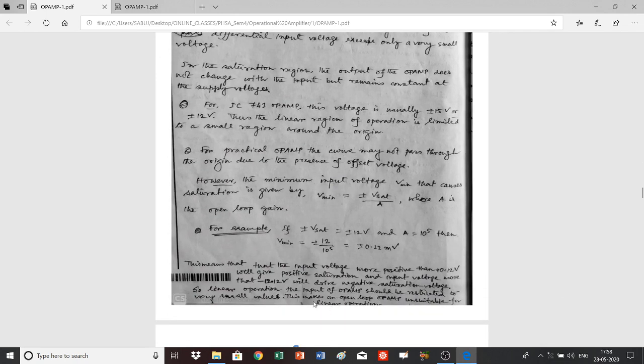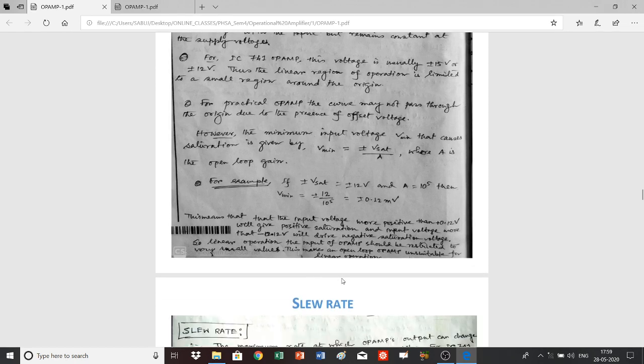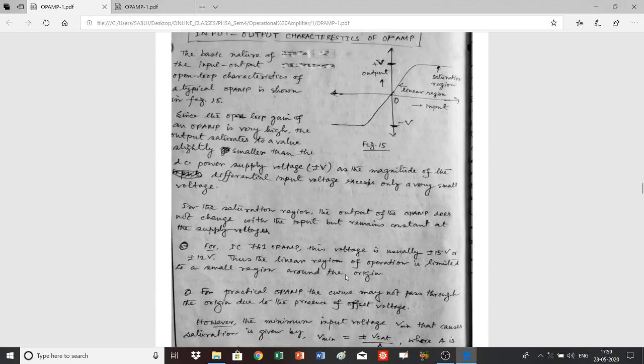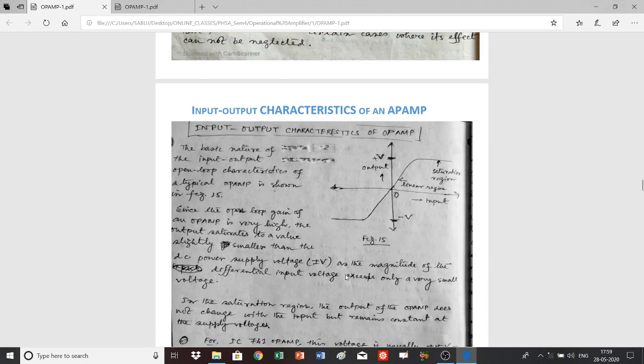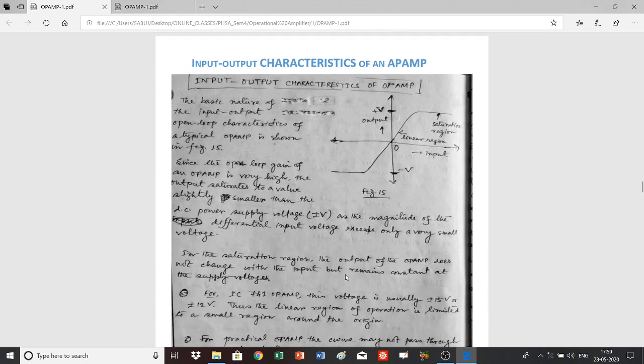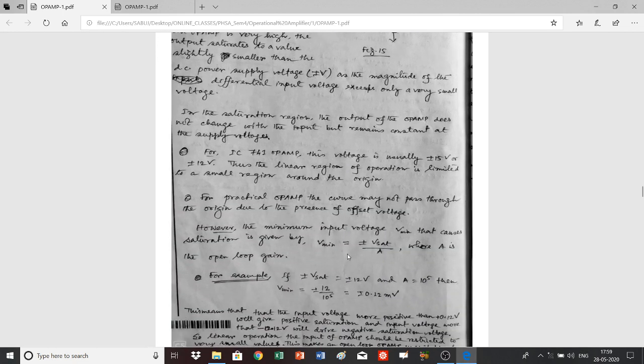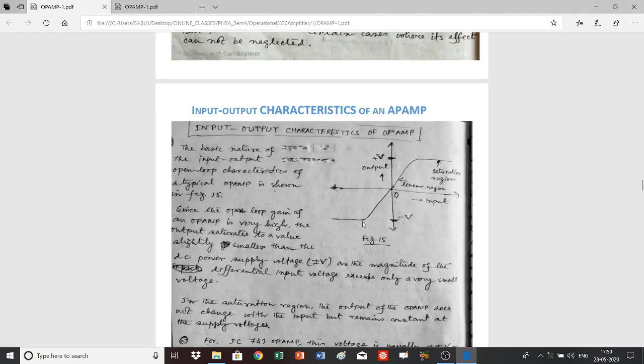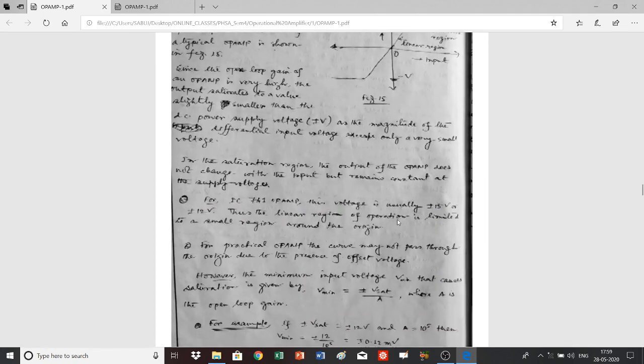So in case of open loop, the op-amp is unsuitable for linear operations. So we can understand that whenever we use an op-amp, if we know the saturation value or the supply voltage value, then we can easily calculate the minimum value of the input voltage for which the output will reach the saturation value.